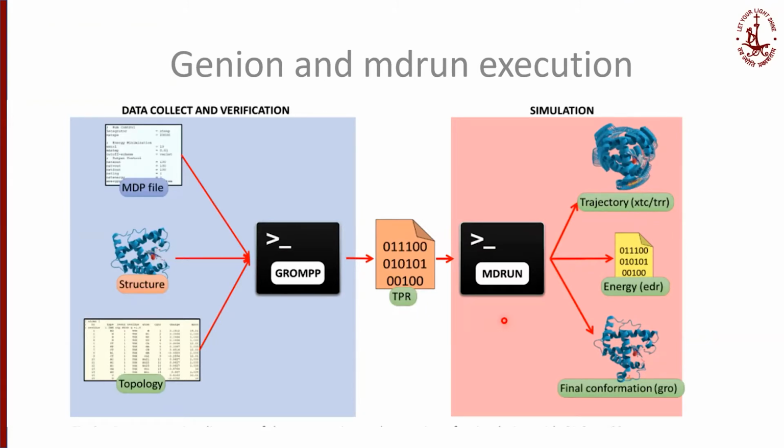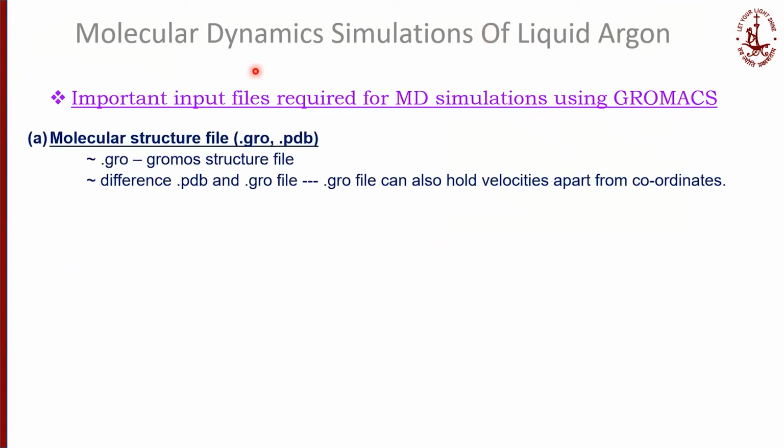Now I'll give you an example starting from a very small system. I'll first start with liquid argon, for which the very first molecular dynamics simulation was performed by Rahman and Stillinger. There I will show you and give you details of each and every file, what everything stands for. First I'll start with the input files required for MD simulations using GROMACS for liquid argon. The first thing that you need is the structure file. Structure file means what is the structure of argon? Argon is one atom only.